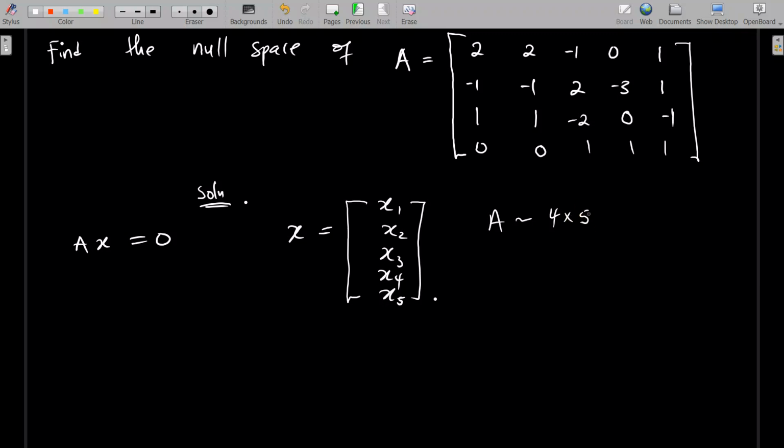We said x belongs to R to the column number, so x belongs to R5. That is why I have x to be this. All these things you should take notice of. So I want to find a vector x such that Ax equals 0, and the x is given by this.